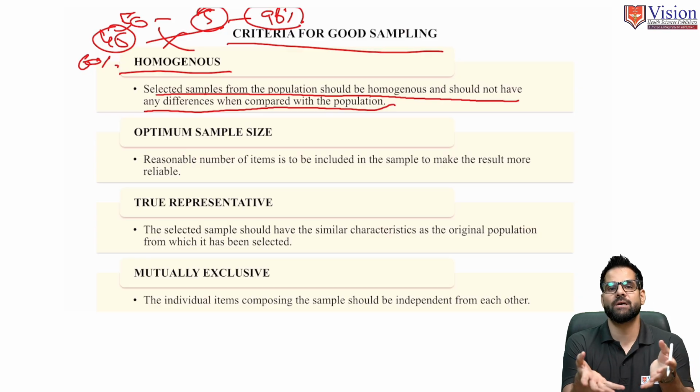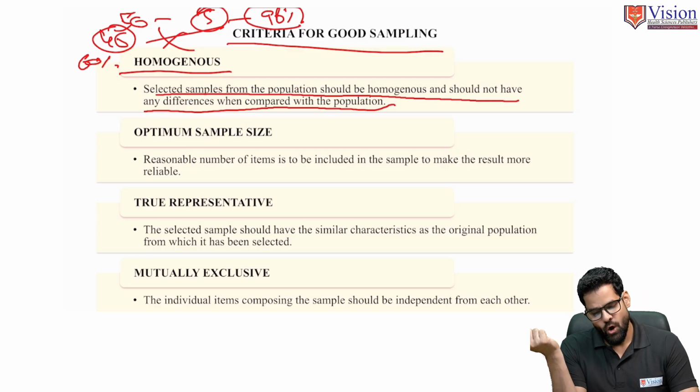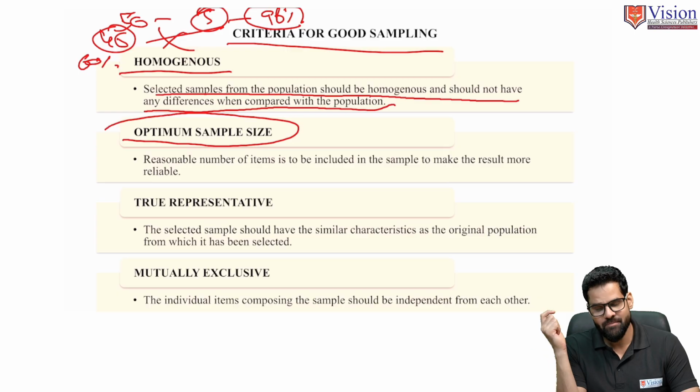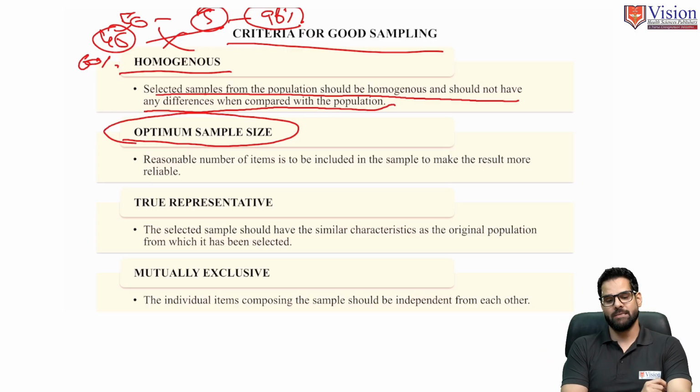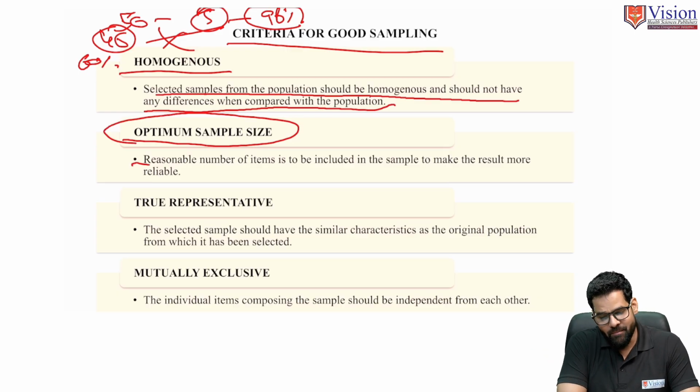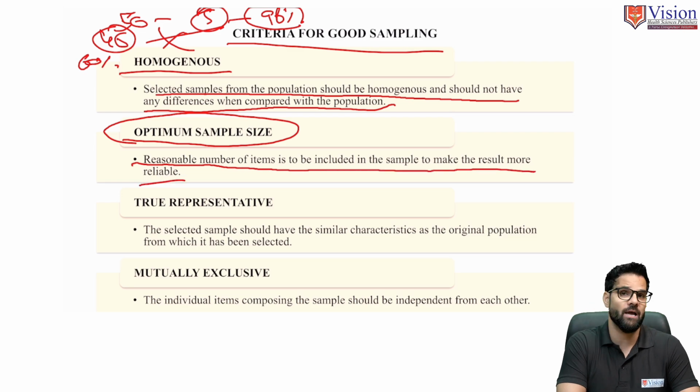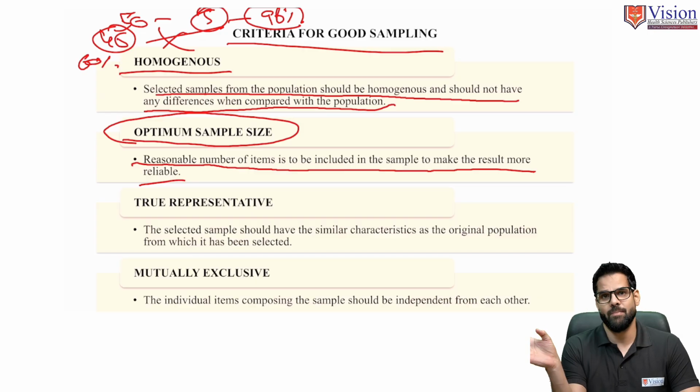Then only I can draw the conclusion about the population. Optimum sample size. Another important point is optimum sample size. A reasonable number of items to be included in the sample to make the result more reliable. It is not the large sample. It is the adequate sample that is required to achieve the desired power.